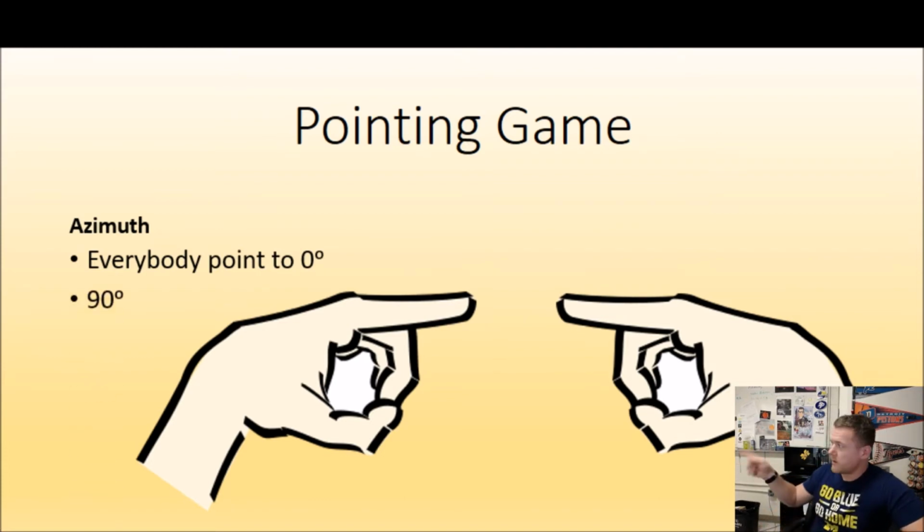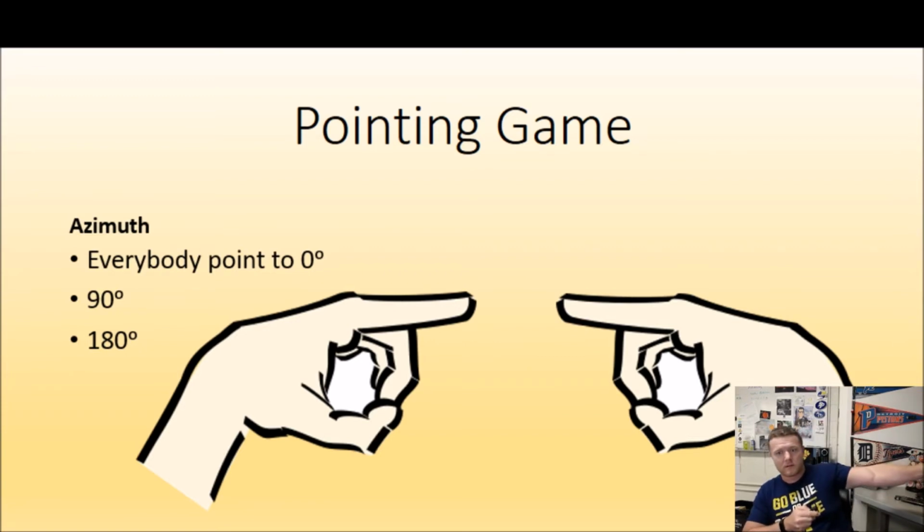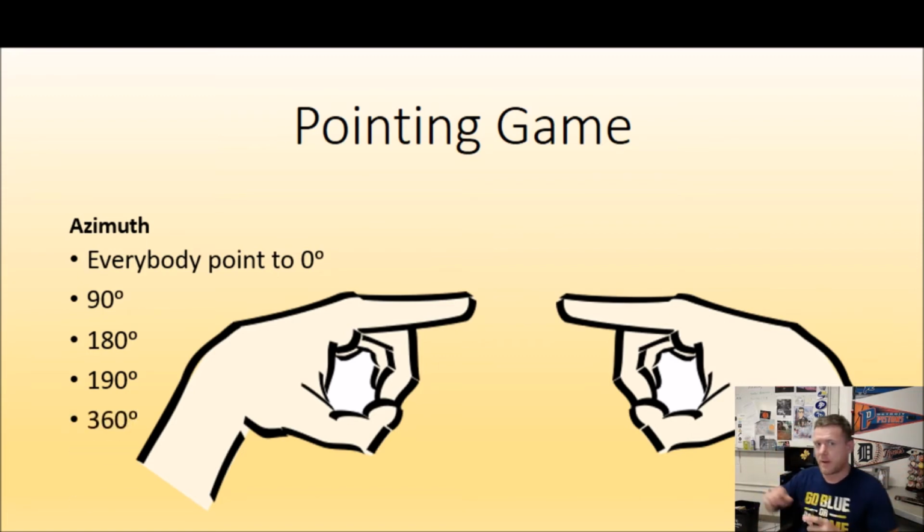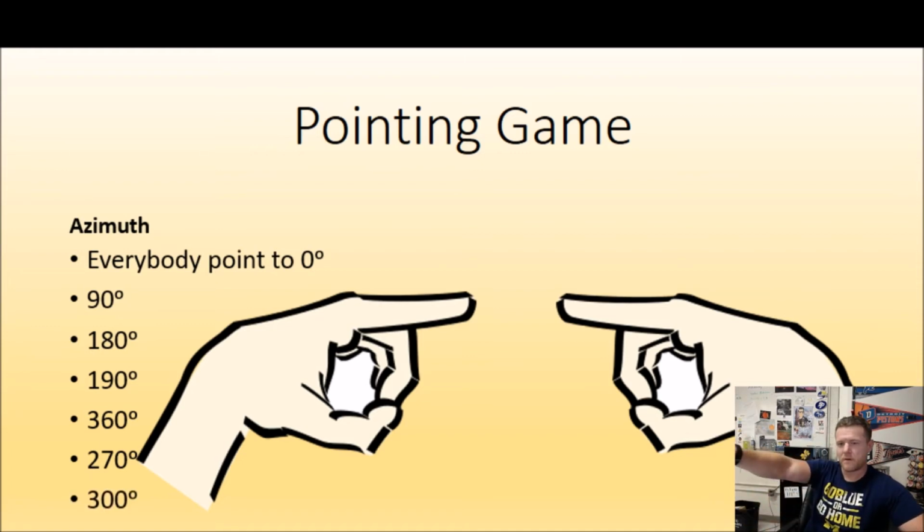Next, 90 degrees would be that way, directly behind me. 180, it's going to be over there. 190, move a little bit. 360 would be back over this way, same as 0. 270, 91. Oh, that's you guys. 300. So 270, go a little bit farther to 300. I hope that translated on the video.